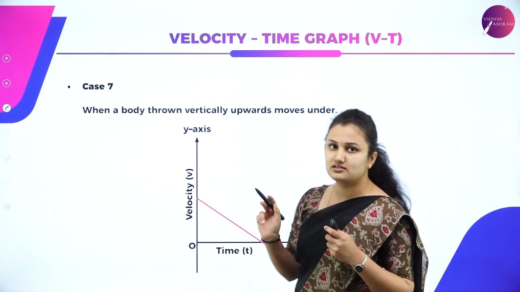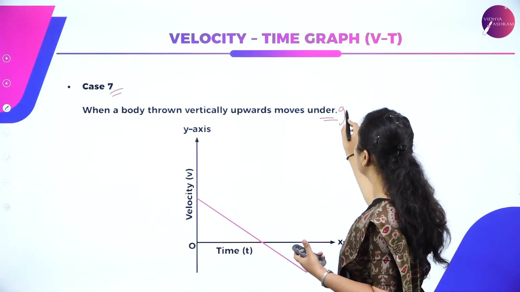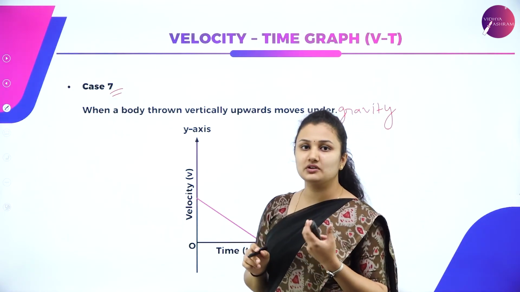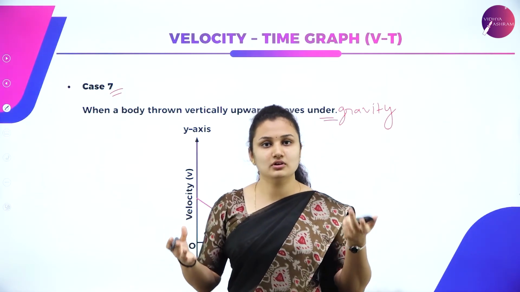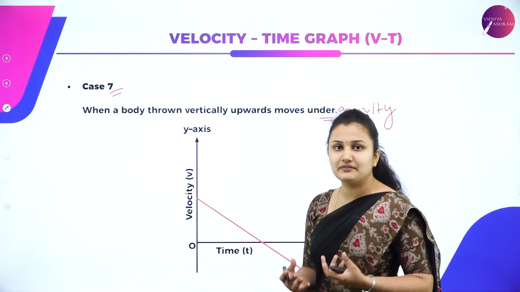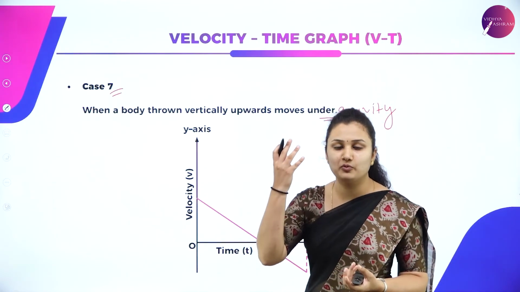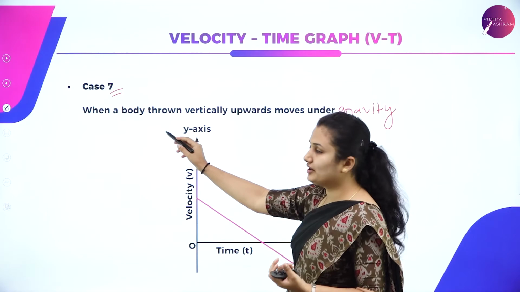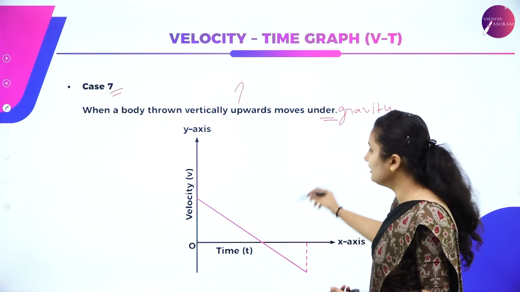So next you have case 7. When a body is thrown vertically upwards, it moves under gravity. What does this mean? We know Newton's famous universal law of gravitation. The apple fell down from the tree. That is due to gravitation, explained clearly by the law of gravitation. We have the gravitational force. So when you throw a ball vertically upward, there will be gravitational pull. So when the body is thrown vertically upward, it moves under gravity.